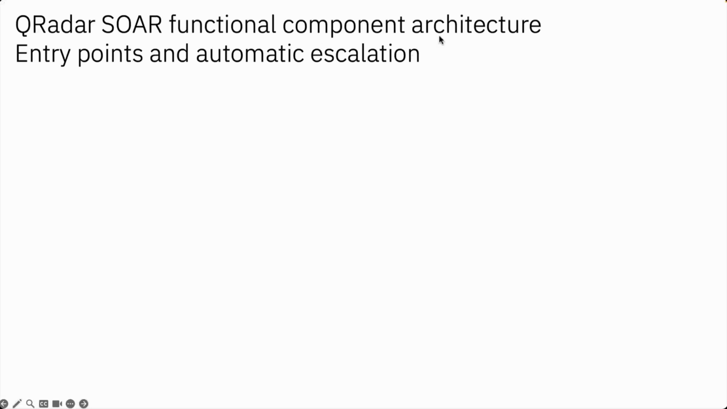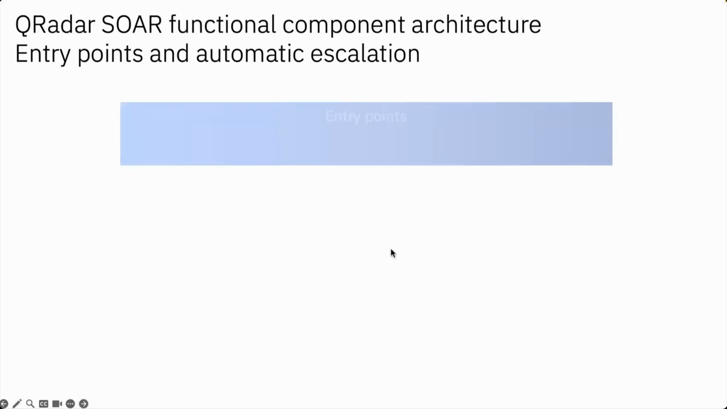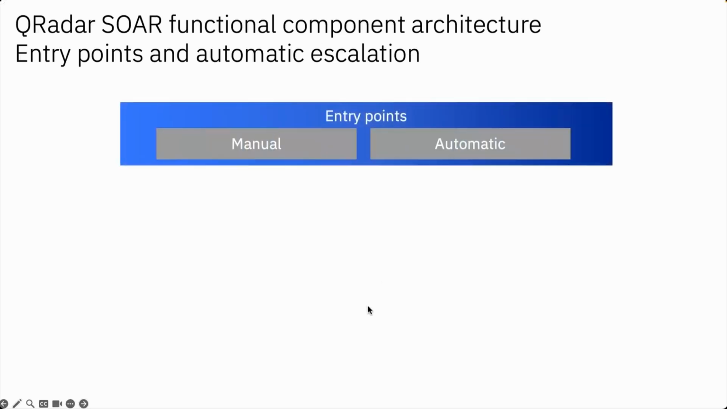QRadar SOAR functional component architecture endpoints, automatic escalations. So how does SOAR consume the alerts that are being generated by different systems like SIEM, EDR, any security solutions that is capable of generating alerts? Those alerts can be forwarded or sent to SOAR so that it becomes an incident, and based on the type of response plan that is designed on the platform, right? Auto remediates or it takes a particular workflow towards the resolutions or remediation process.